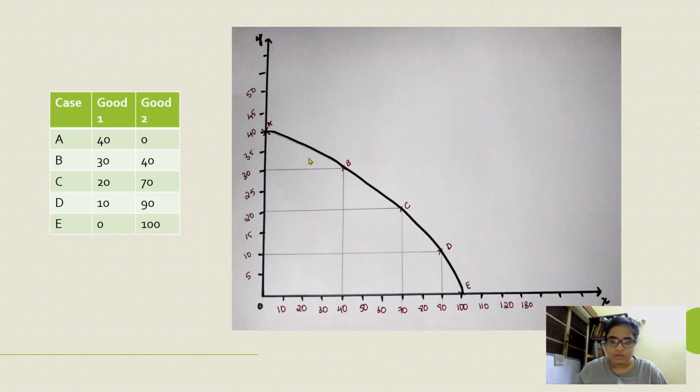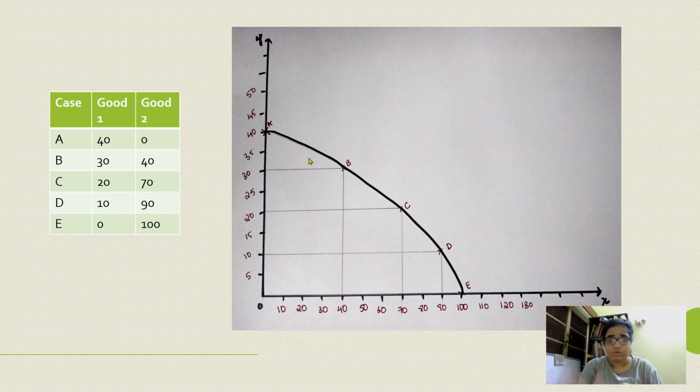Moving ahead, right? So say good one is bottle, okay, and good two is plastic. So I have resources to produce four of these or one of these or two of these. We discussed this now. Same way, in this case, look at the table. If I use all my resources for good one, I can produce 40 units of good one. If I put all my resources in good two, how much am I producing? 100 units. Case E, 100, right? And cases B, C, and D show the combinations.